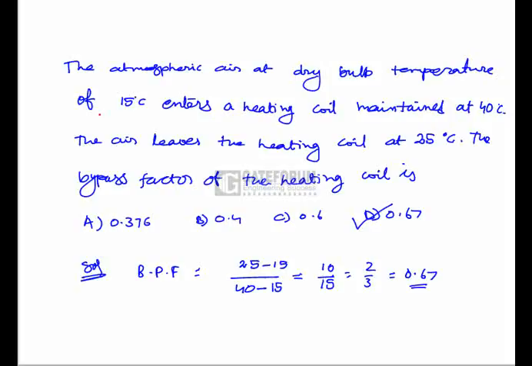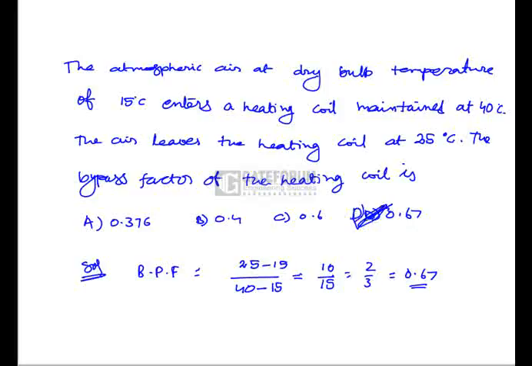Air at a temperature of 15 degrees centigrade enters the heating coil maintained at 40 degrees centigrade. The air leaves the heating coil at 25 degrees centigrade. The bypass factor of the heating coil is, here the options are 0.376, 0.4, 0.6 and 0.67.